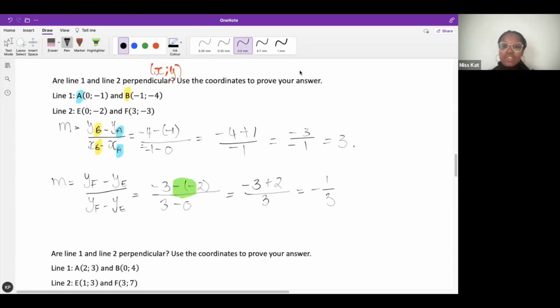Are these 2 opposite signs of one another? So 3 is positive, and the second one is negative. Beautiful. Okay. Are they reciprocals of one another? Let's multiply them and see what happens. Guys, calculators out.